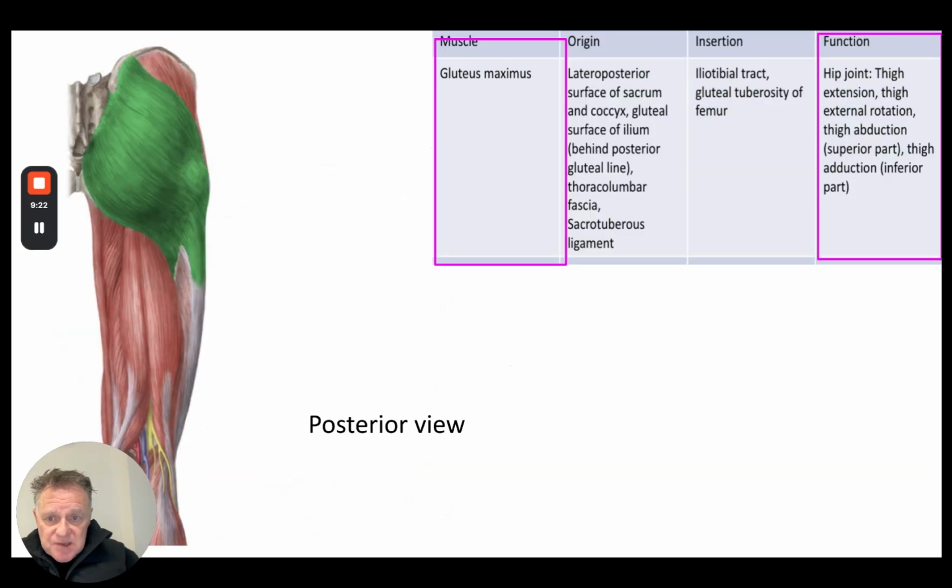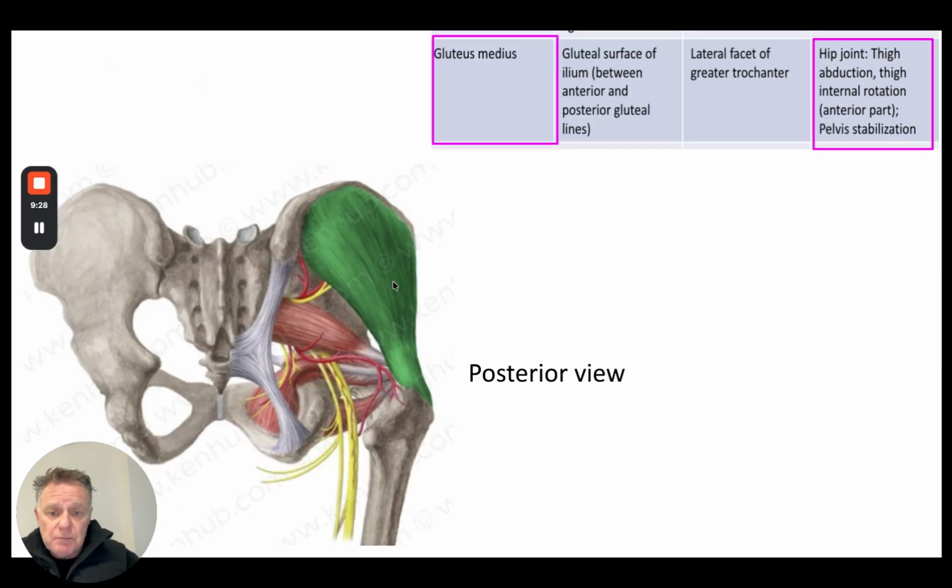Glute med, so that's obviously glute max, both deep, but superior and anterior to glute max is glute med. So again, from the ilium out to the greater trochanter, obviously abduction of the hip, and internal rotation. And the reason it's internal rotation is because the attachment point actually is anterior to the axis of rotation for the hip, and as a result, internally rotates the hip.